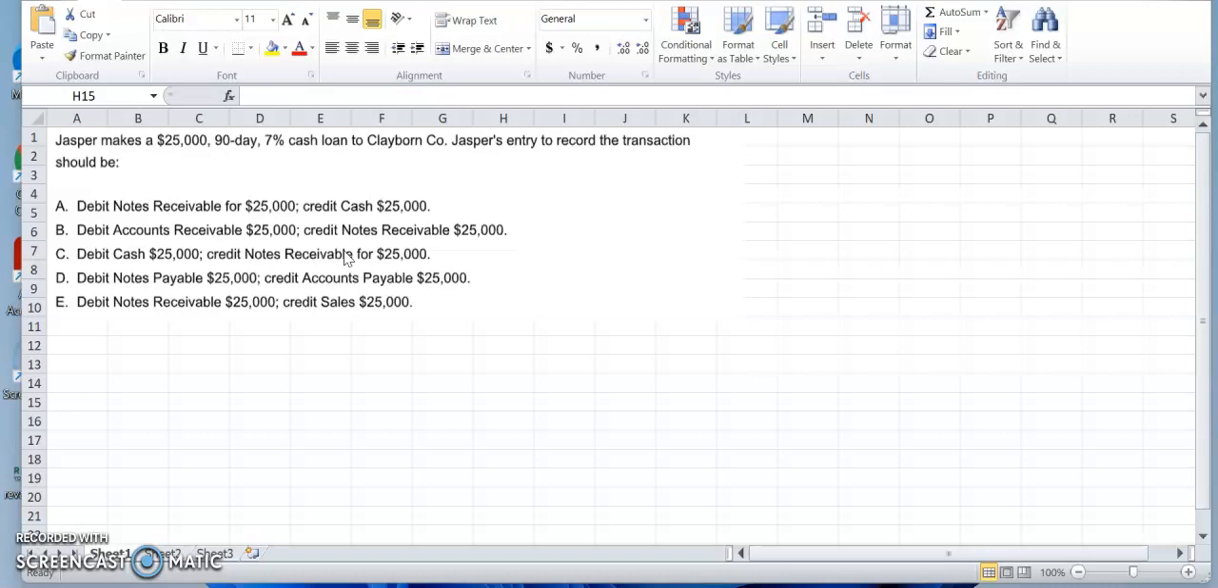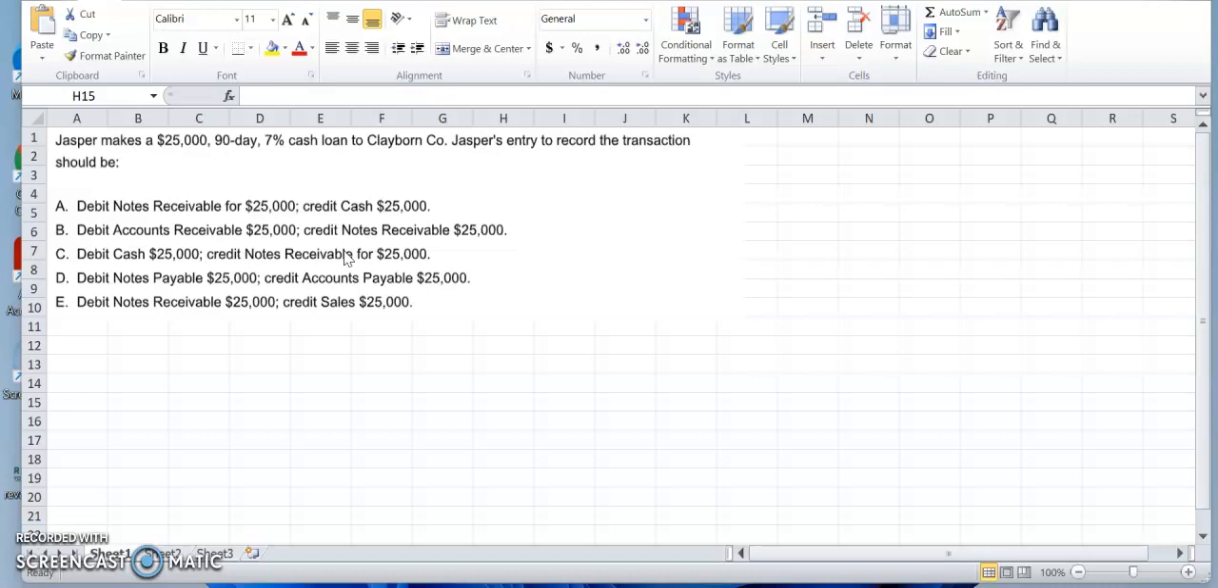Let's see. D, debit notes payable, $25,000, credit accounts payable, $25,000. No, this problem has nothing to do with notes payable at all, or any type of payable. This is about us. We're going to be getting paid back. They're not the ones loaning money to us. We're the ones loaning money to them. Now, if it said to do it from Claiborne Company's perspective, yes, it would be a notes payable to them. Accounts payable still wouldn't be affected, but yes.